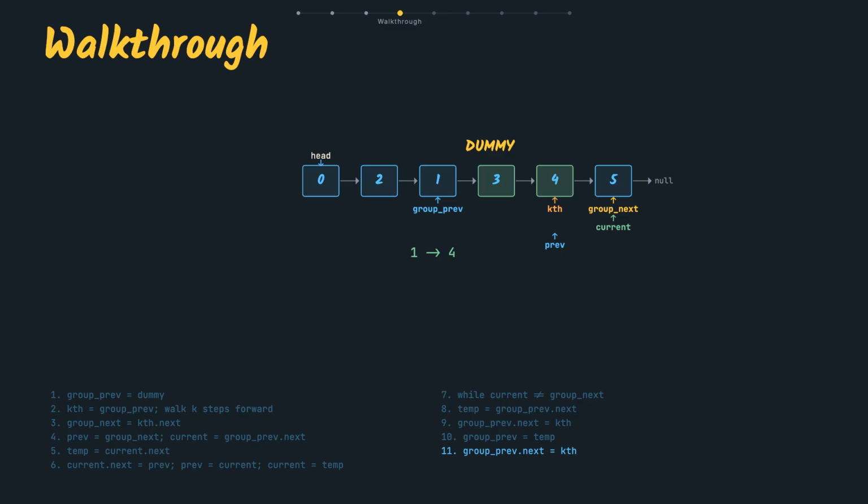Reconnect. Old head node 3 becomes the next group prev. Group prev, node 1, points to node 4. Advance group prev to node 3. The list reads 2, 1, 4, 3, 5.